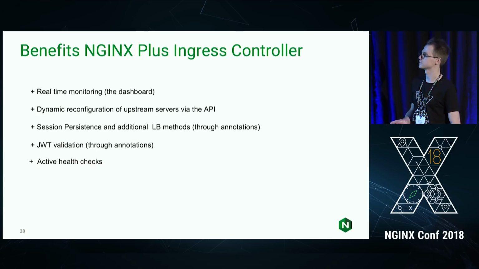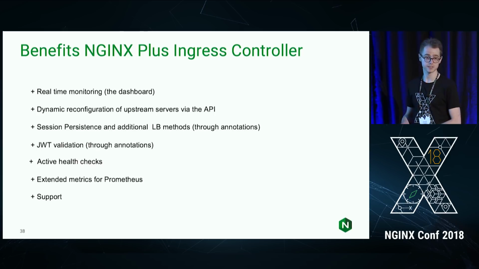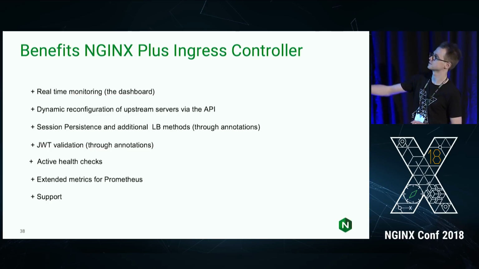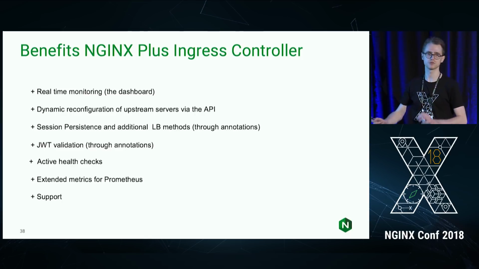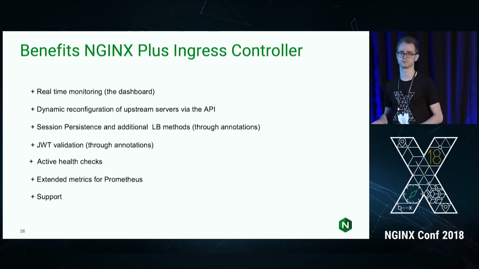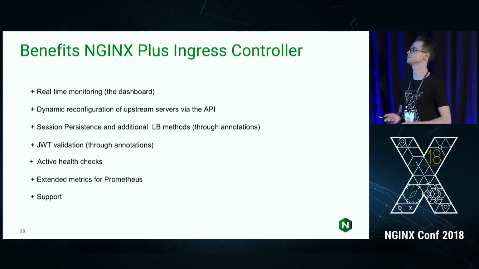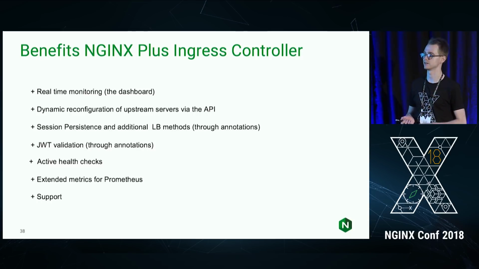The benefits of using NGINX Plus with Ingress controller are those advanced features that are available, as well as the dashboard. But also a very important benefit is dynamic reconfiguration. Kubernetes is a very dynamic environment, which is why we often scale applications up or down. So support for dynamic reconfiguration of upstream servers becomes important when you have large deployments and frequent scaling events.